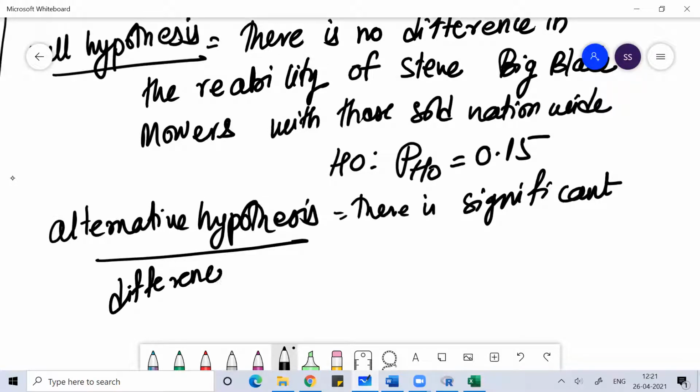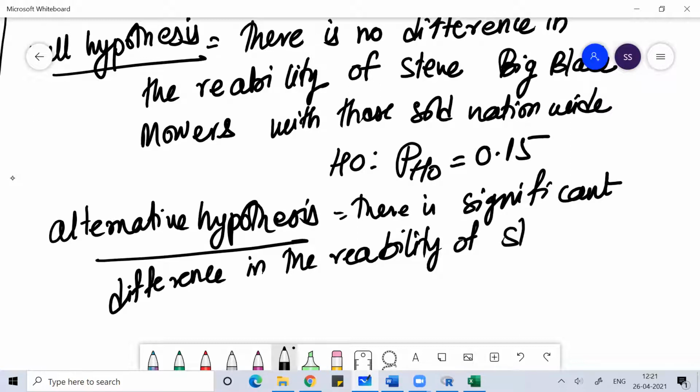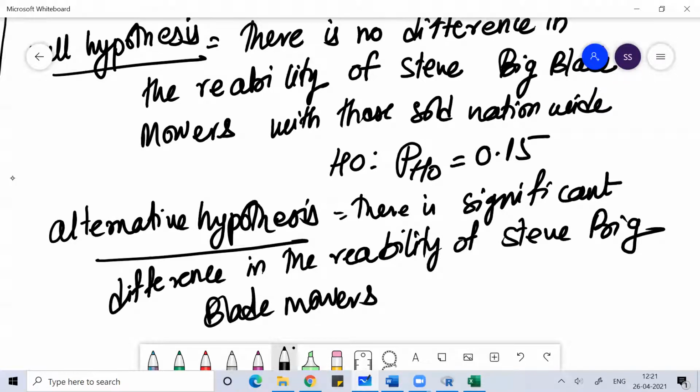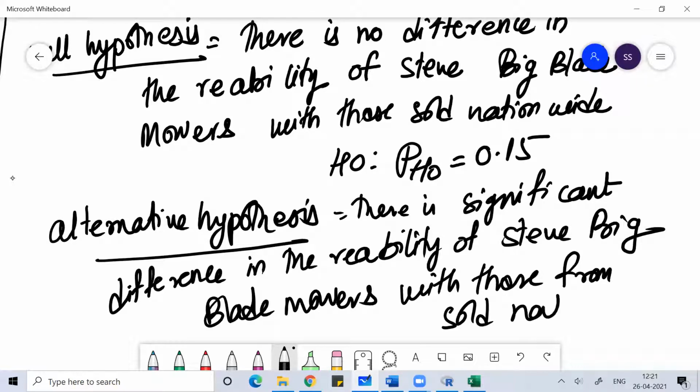So in the alternative hypothesis, there's a significant difference in the reliability of Steve's Big Blade mowers with those sold nationwide.